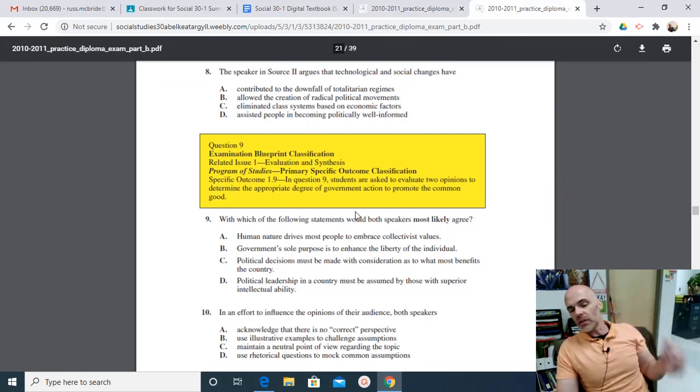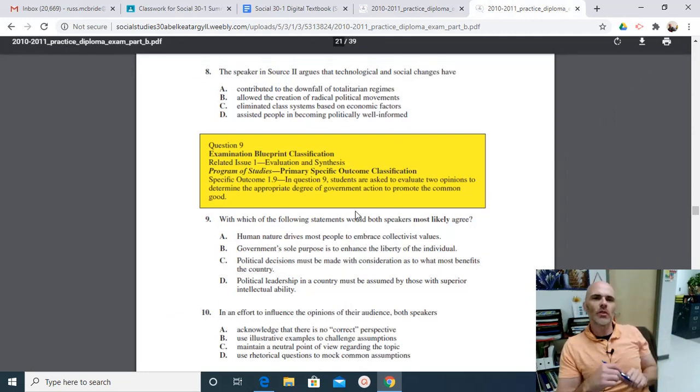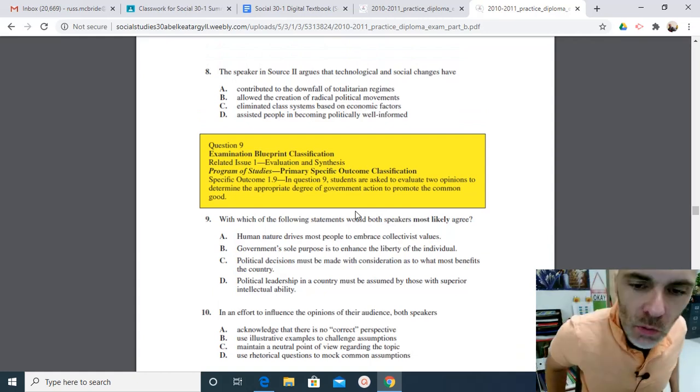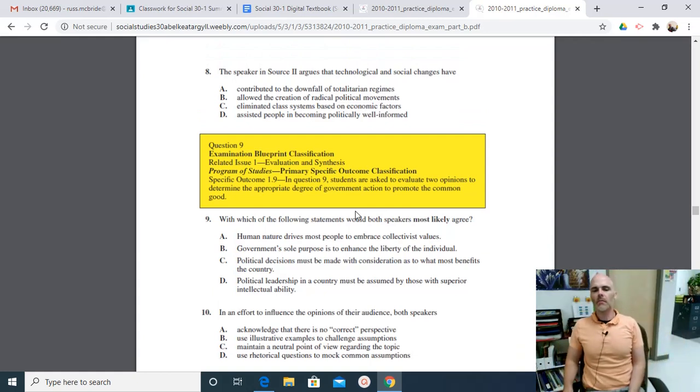So they disagree with each other, right? The first one is more pro-authoritarianism, and the second one's more pro-individualism, more pro-democracy. But what would they agree on? Human nature drives most people to embrace collectivist values. That second one sure didn't seem like that. Government's sole purpose is to enhance liberty. The first one sure didn't seem like that.